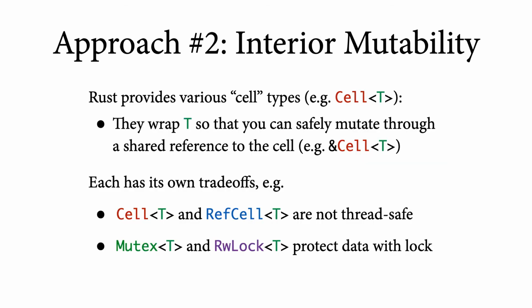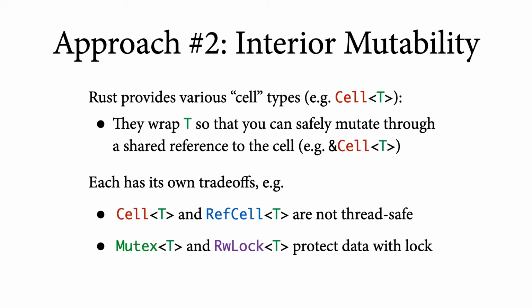The second approach is to instead use one of the various so-called cell types that Rust provides. Cell types allow you to wrap a value of type T in such a way that you can safely mutate the value even if you only have a shared reference to the cell, a kind of functionality that in the Rust world is called interior mutability. Now, on the one hand, interior mutability sounds like exactly what we want in the case of a graph or a doubly linked list. The nodes in the list are shared, but yet we still want to be able to mutate them. On the other hand, of course, there's no free lunch.